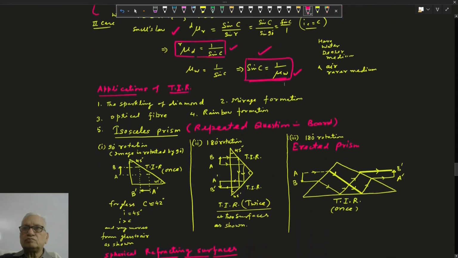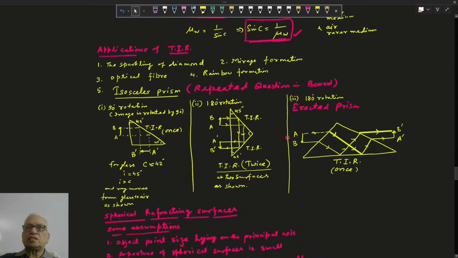There are some applications of total internal reflection. All are normally coming in 10th class: sparkling of diamond, mirage formation, optical fiber, which may come in 12th class also. Rainbow formation we will discuss. Application 5 normally comes here in 12th, many times asked in the board exam. This is a repeated question in board.